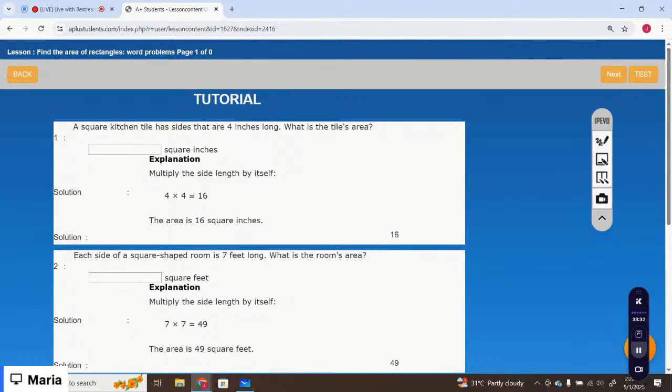A square kitchen tile has sides that are 4 inches long. What is the tile's area? That is a square kitchen tile. So that is 4 times 4 equals 16. So the area is 16 square inches.